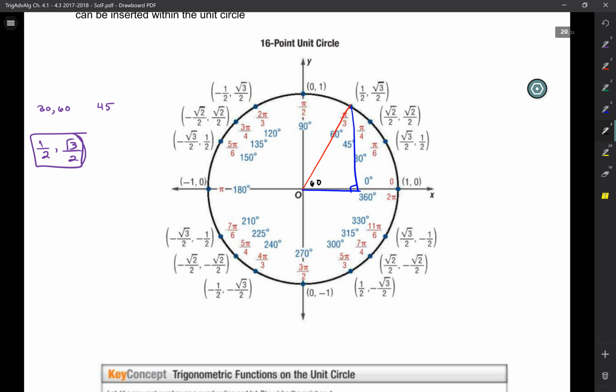This vertical side is larger. So how big is that vertical side? Root 3 over 2. And this little side is 1/2. Now, for cosine, do I use the vertical or the horizontal? Horizontal. So how much would the cosine of 60 be? 1/2. Okay?